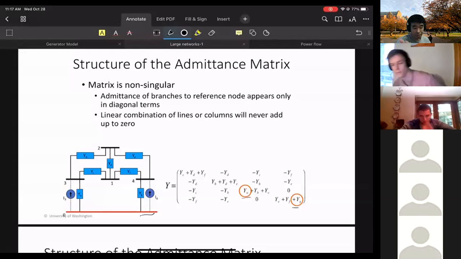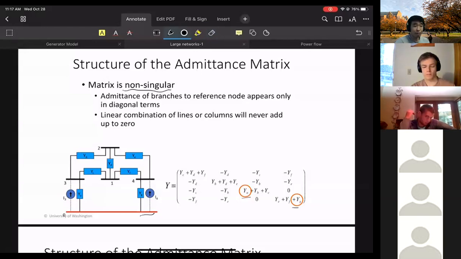So this is actually quite a powerful statement. This is far more than just a convenience that helps us solve linear equations. It says your system will always operate at a unique operating point. So this is quite useful for us.